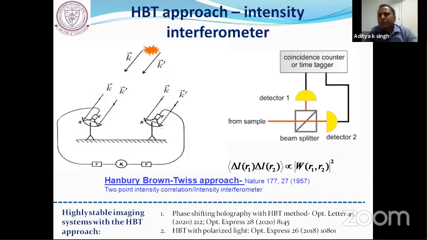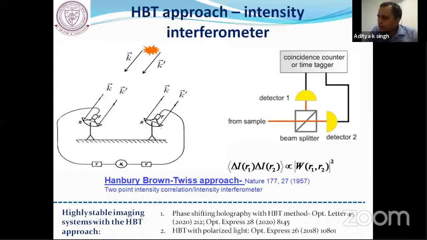So to overcome this problem, some people use iterative methods, but in this particular talk, I will discuss how to overcome the phase problem in the Hanbury Brown-Twiss approach using interferometry. Okay. These are a few works which we have recently done on the Hanbury Brown-Twiss approach with phase shifting, and next applied this to the imaging of complex valued objects and even polarized objects.